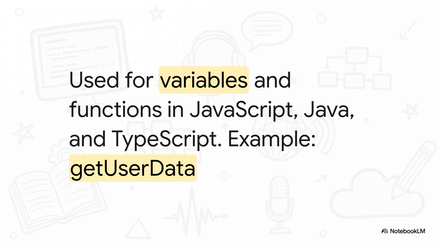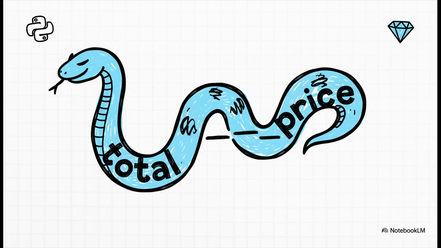The first word is lowercase, and then every new word starts with a capital letter, kind of like the humps on a camel. This is pretty much the standard for variables and functions if you're in the JavaScript, Java, or TypeScript world. Next is snake underscore. Everything's lowercase, and the words are just connected by an underscore, like a long snake. If you're a Python or a Ruby developer, this is going to be your bread and butter. It's super readable, which is why those communities love it.